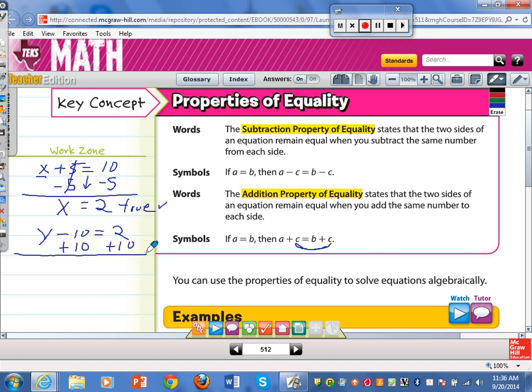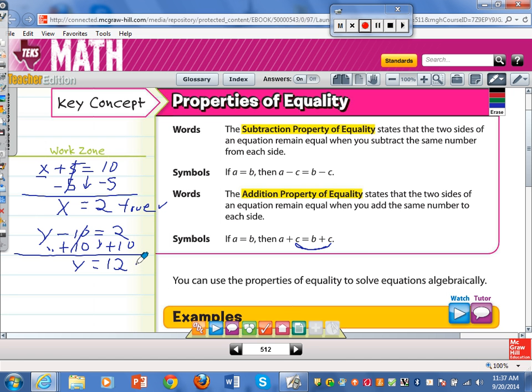Then you put a line here. We know that negative 10 plus a positive 10 makes 0. So that becomes a 0. Then whatever's left over on the left side, you bring it down. Now you bring down your equal sign, and then you perform this operation. 2 plus 10 is 12. So now you know, since we added 10 to both sides, and this expression was equal when we started, that this expression has to be true.